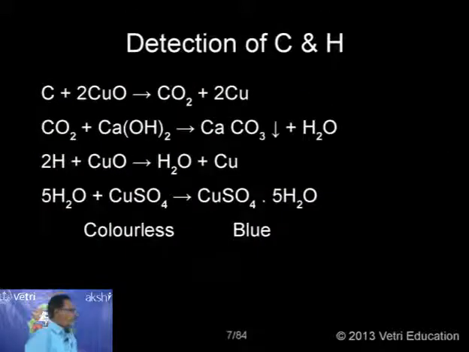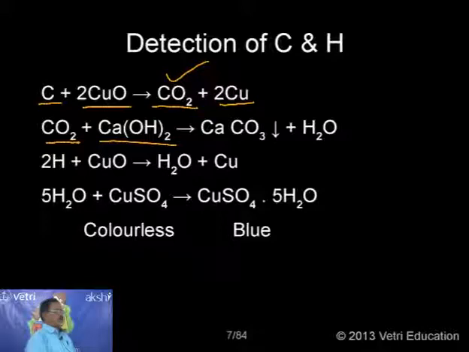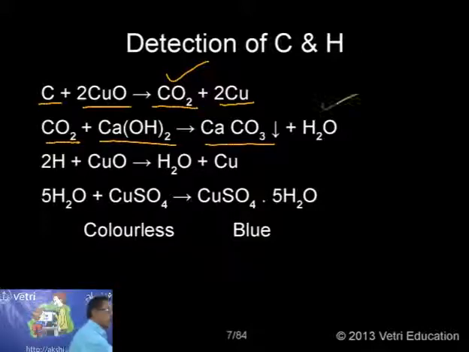Now this is the specific reaction, kindly go through. Carbon present in the organic compound, when we treat it with excess copper oxide, is converted into carbon dioxide and copper is liberated. So carbon dioxide gas is formed. What will happen next? This carbon dioxide gas, when passed into lime water, that is calcium hydroxide, turns the lime water milky, because it is converted into calcium carbonate, a precipitate. That's why we see lime water turning milky. This is the characteristic reaction.